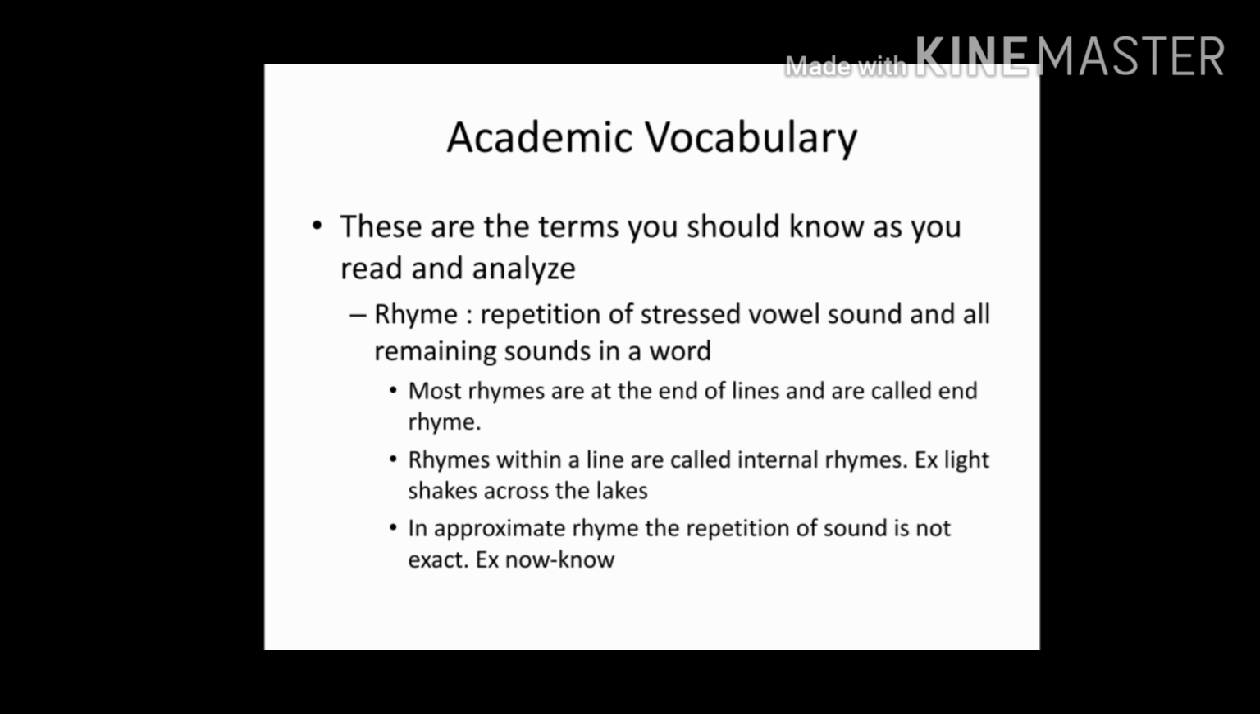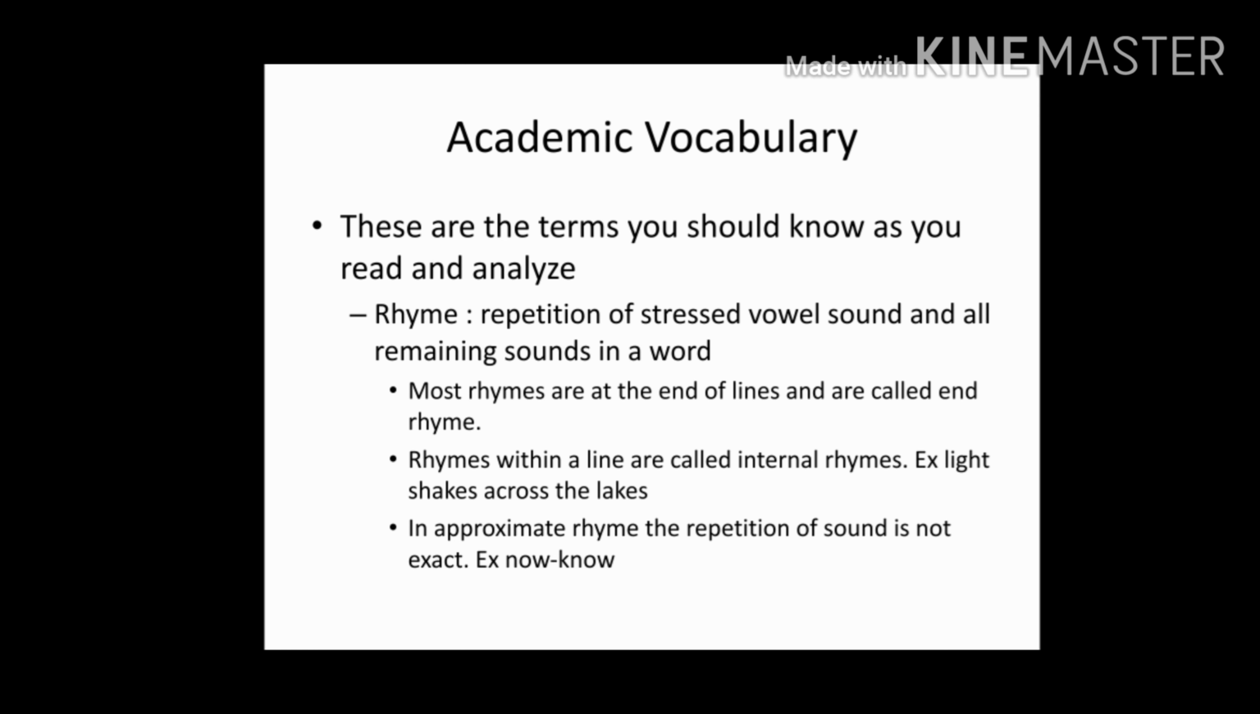Before starting the poem, it is very important for you to understand the academic vocabulary. These are the terms you should know as you read and analyze the poem. So, the first thing important for you is to understand what is rhyme. Rhyme is the repetition of stressed vowel sound and all remaining sounds in a word. In general, there are three types of rhyme. Number one is end rhyme, second one is internal rhyme, and the third one is approximate rhyme.